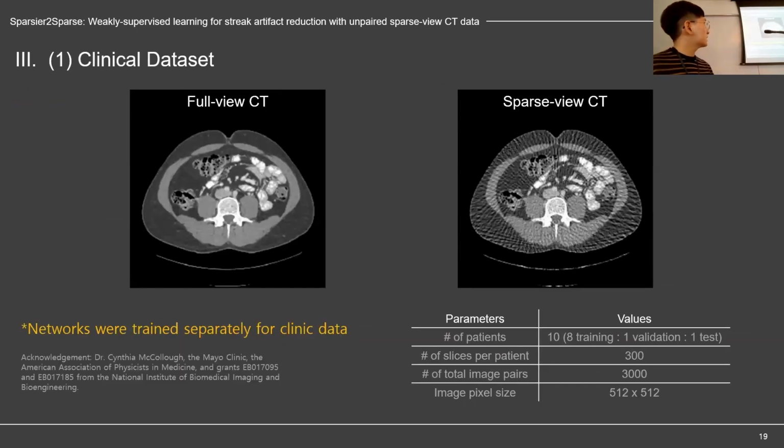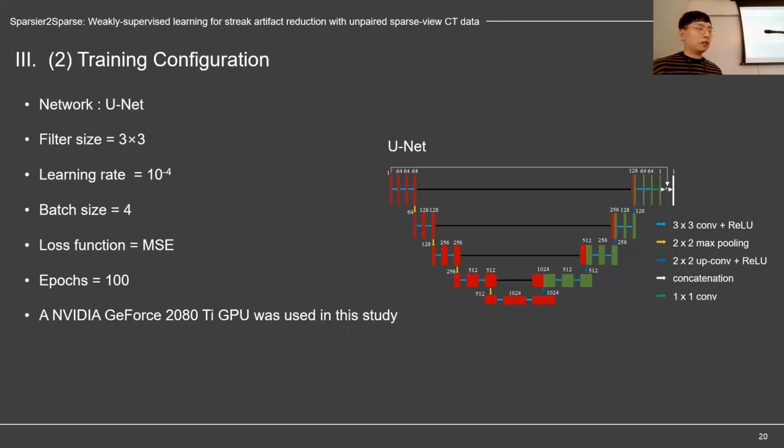For the clinical dataset, thanks to Mayo Clinic, we acquired the data of 10 patients. We again extracted the abdomen parts and divided into training, validation, and test set. To train CNN, we set the training configuration like this. Since we focused on developing the framework rather than network architecture or loss function, we used a simple U-Net structure and MSE loss for training.